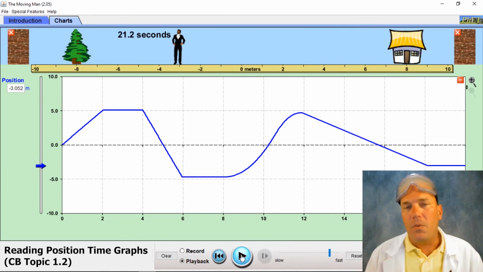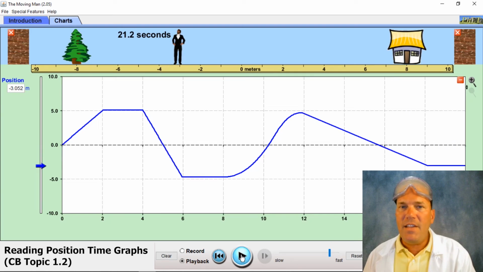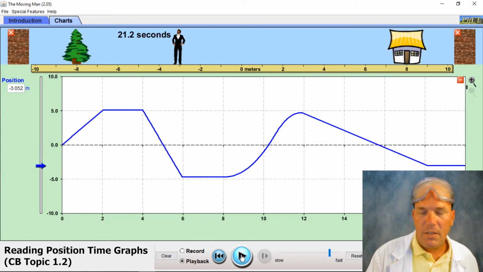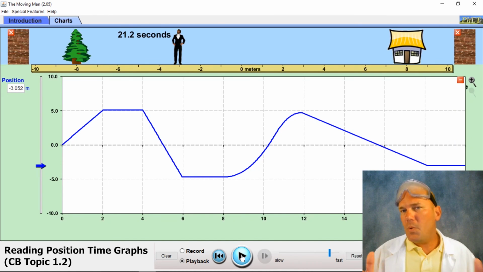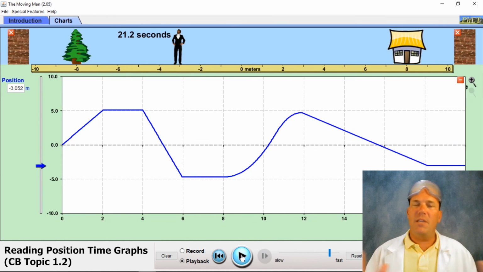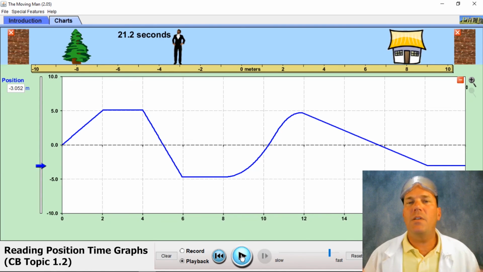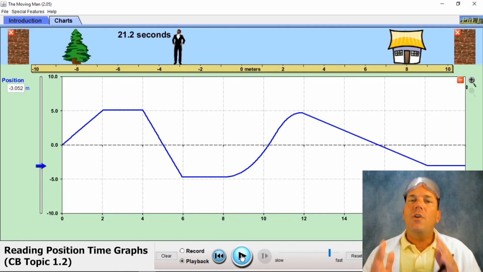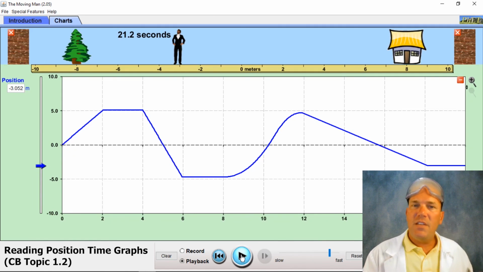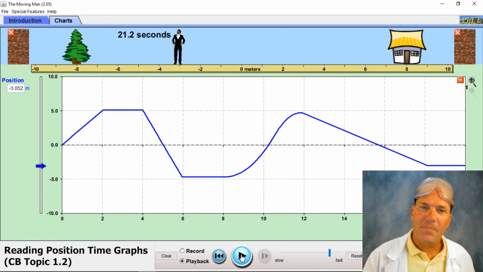Okay, so this man's final position is negative 3.0 meters, right around negative 3 meters. In other words, this man's final position is around 3 meters to the left of his initial position.